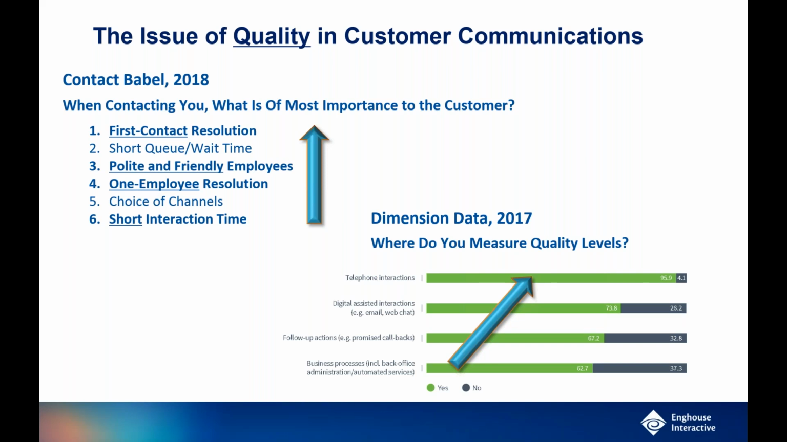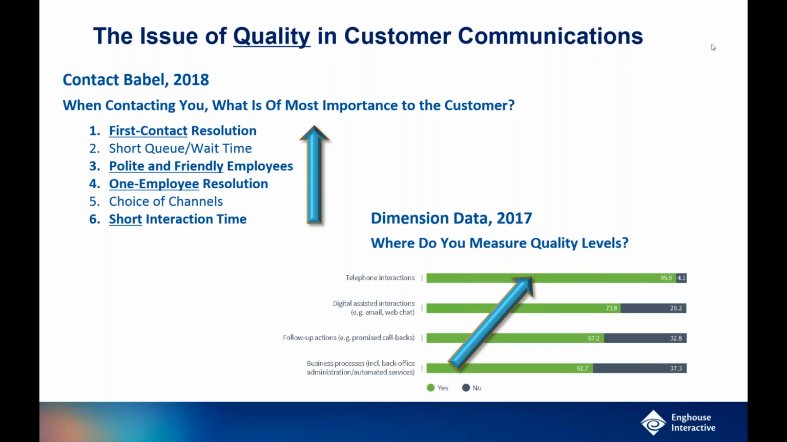And one of the questions that the Contact Babel guys asked is, when a customer contacts you, what is the most important thing for them? And what I did was I bolded the ones that I think apply to this webinar today. We've got first contact resolution, resolving the customer's inquiry on a single interaction. There's polite and friendly employees, where you want your agents interacting with customers to be rated by those customers as being polite, friendly, and helpful. You've got one employee resolution, where maybe it's a first contact, but you had to transfer it 3 times to get to the right person.